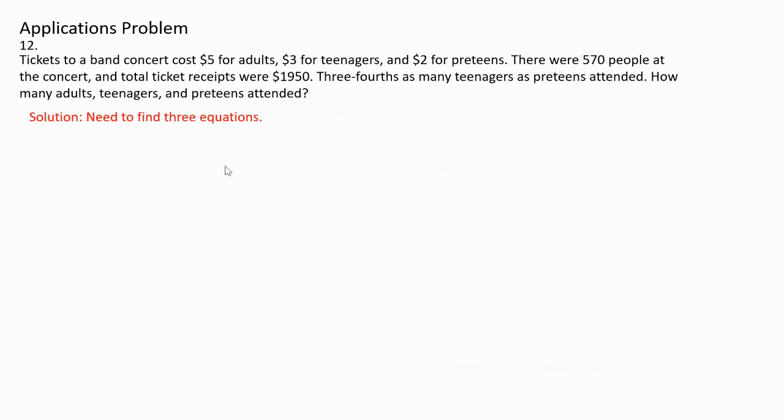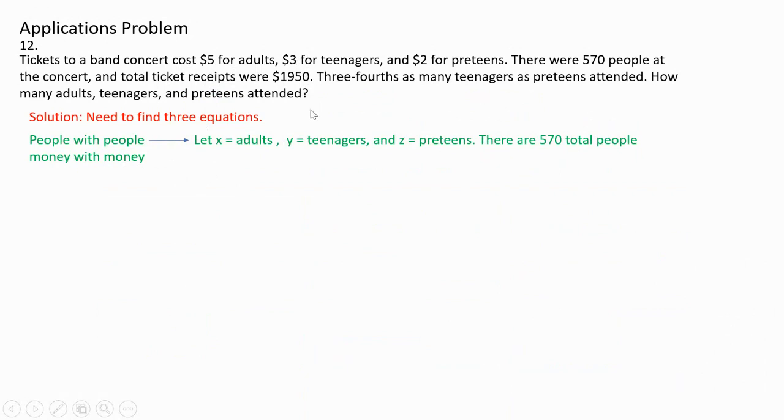Okay, so let's see. What is my solution? So I need to find 3 equations. And let's do it like the one that we did earlier, at least for the first 2. We're going to have people with people, and money with money to get the first 2. So we're going to let X be adults, in order, Y be teenagers, and Z be preteens. And what was the total number of people in the concert? 570. So this will be X plus Y plus Z equals 570.